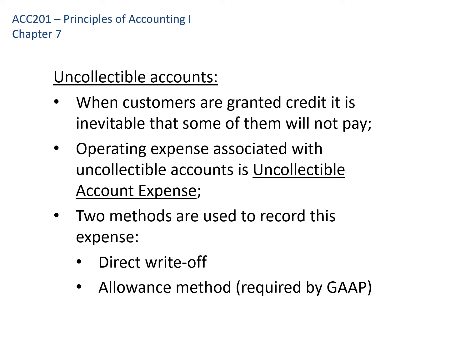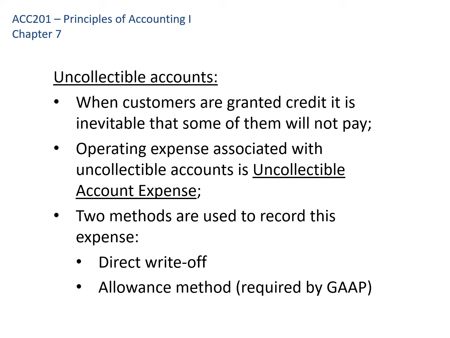So an uncollectible account is when we've granted a customer credit, so we've given them products or services and told them they can pay in 30 days, and then some of them don't pay. That's inevitable. It happens, unfortunately, in just about every business. So the expense associated with writing off a debt, so writing off an amount that somebody owes us, is called uncollectible account expense. Some businesses call it bad debt expense. That's the same thing. And there's two different methods used to do that. One is a simple method called direct write-off, and the other is a better method, but a little more complicated, called the allowance method.